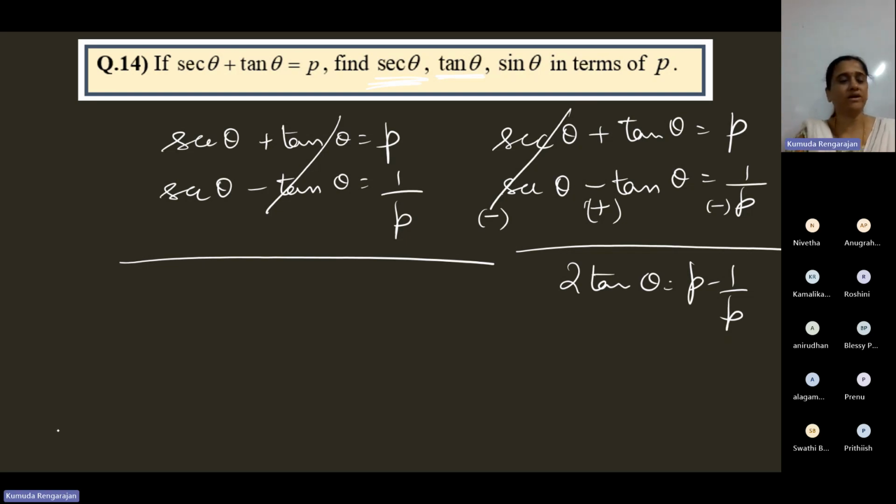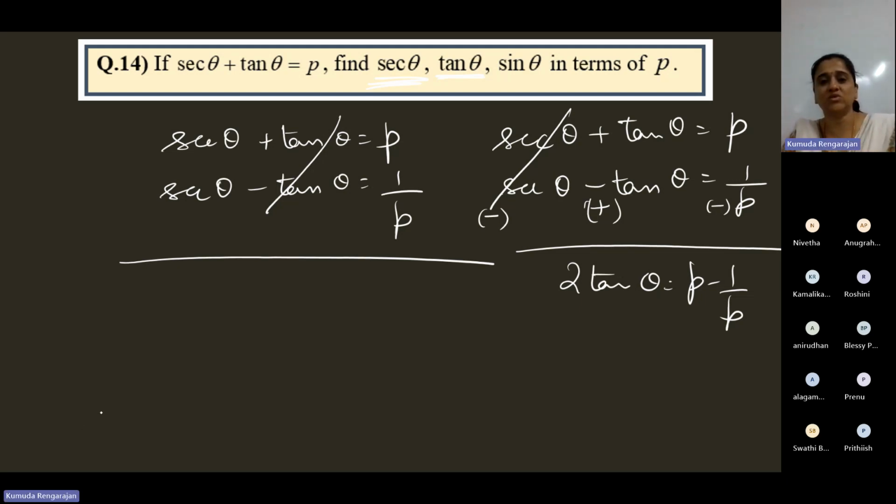Or let me see how I've done. Or you can even multiply. Okay. Now is this part understood? You're given one equation in the question. You have written another equation by yourself. Add the two equations. You can find the value of secant theta. Subtract the two equations. So you will get the value of tan theta.